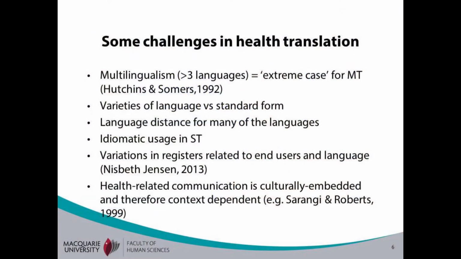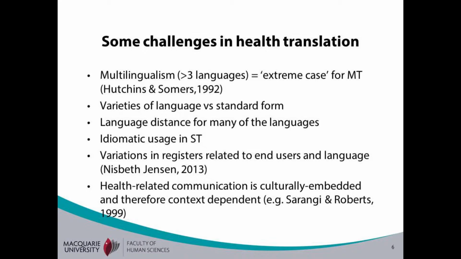So some of the challenges in health translation, just very briefly. I was looking for research into the health translation field. I didn't find much that really has examined in detail what the challenges are and what the difficulties of source texts are in the health field. But one of the major challenges, of course, and this is what Anne has mentioned and many of you have discussed, is the fact that we're talking about a massive number of languages.